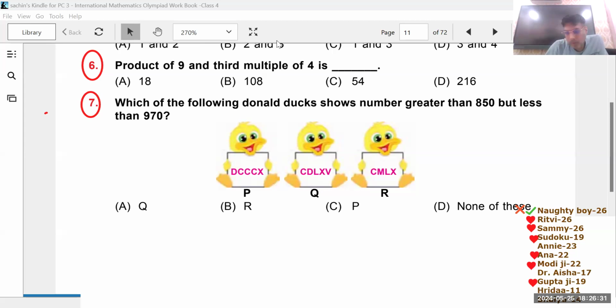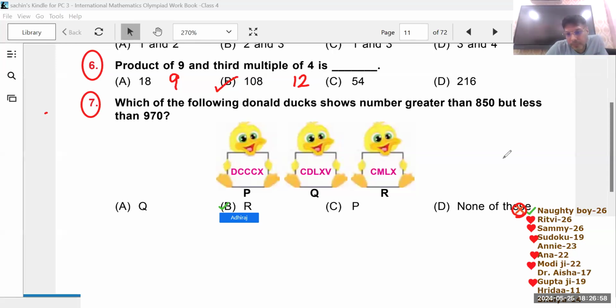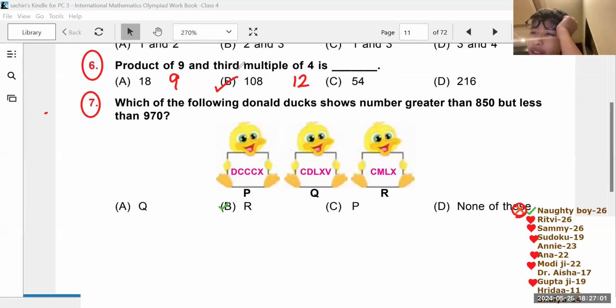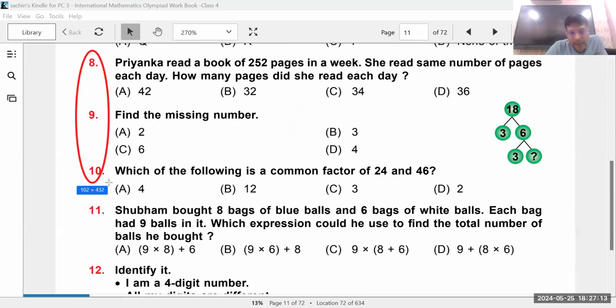All right. So the product of 9 and the third multiple of 4, which is 12, will be what? 72, 108. 108. Then this is greater than 850 but less than 970. So what happened, Adhiraj? Why did you get this question wrong? Sir, I just typed, I know it was B, but I just wrote C, I don't know. Sir, it was a typing mistake. You should take a typing class. It's very important. All right, 8, 9, 10.